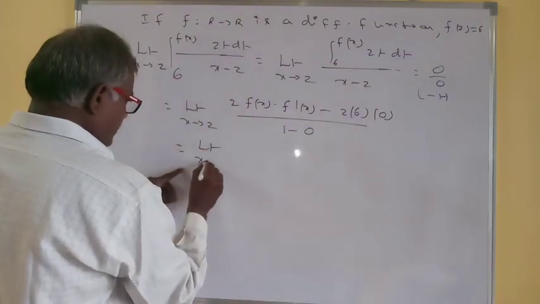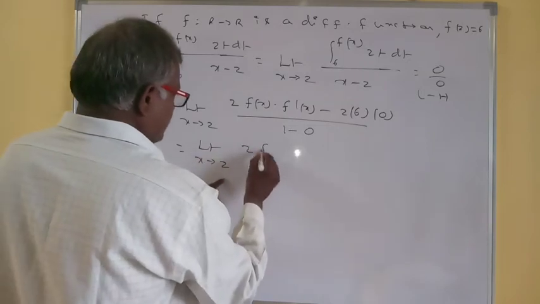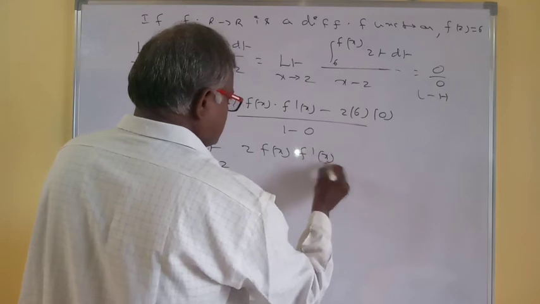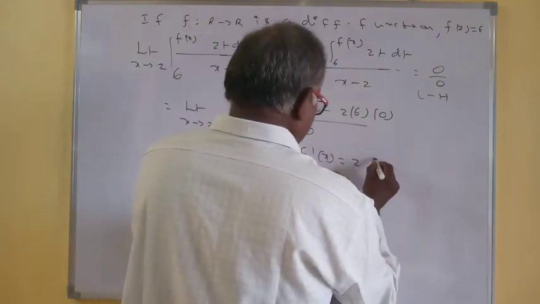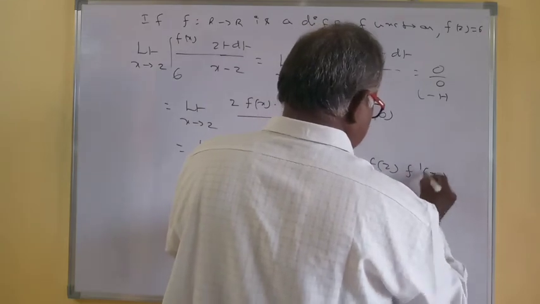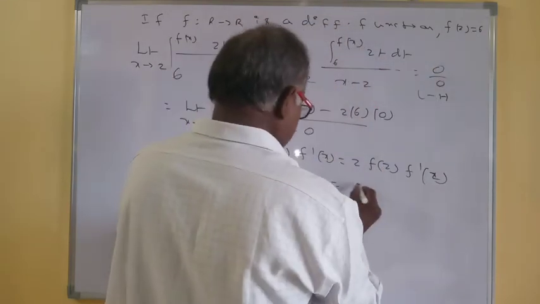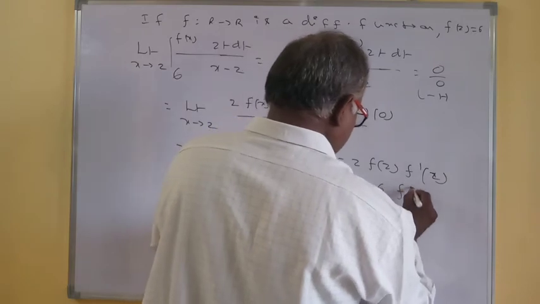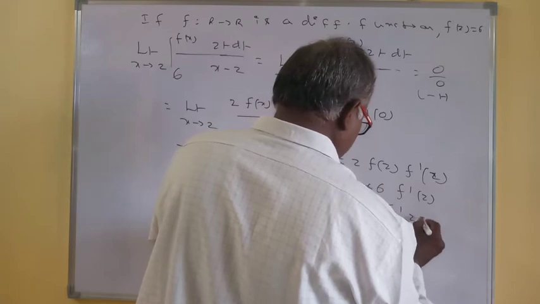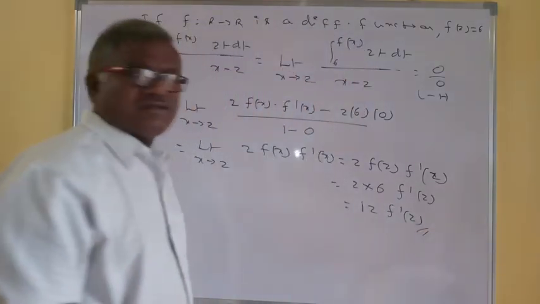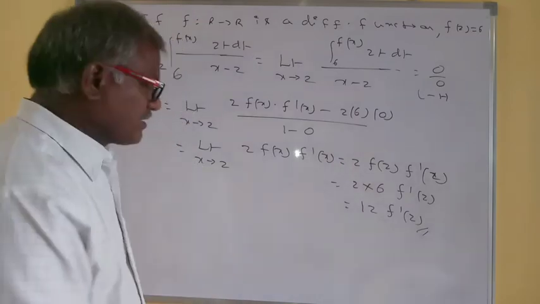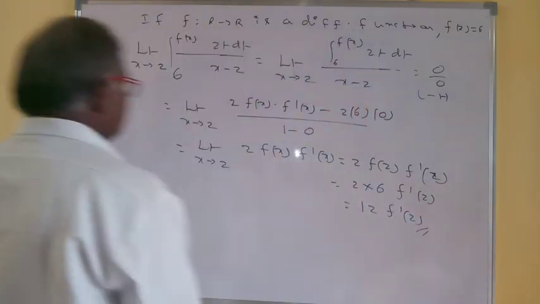Therefore the limit as x tends to 2 of 2 into f of x into f dash x gives 2 into f of 2 into f dash 2. Since f of 2 is equal to 6, it is 2 into 6 into f dash 2. So the answer is 12 into f dash 2. Simple one. Okay, next one.